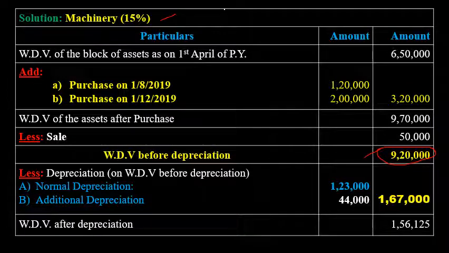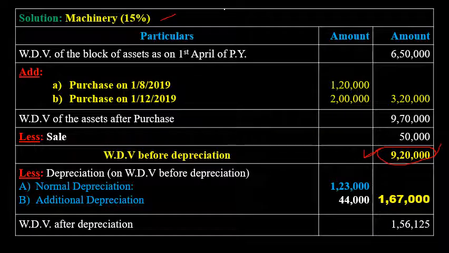Once you get the written down value before depreciation, only this value is to be taken into consideration. Other values are irrelevant. The date of sale or other concepts, old asset and new asset values, or the sale values, these are all not required. First you have to calculate the written down value before depreciation, then you have to calculate depreciation on that particular value.